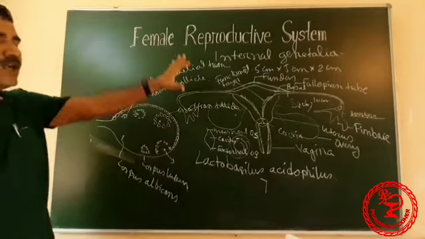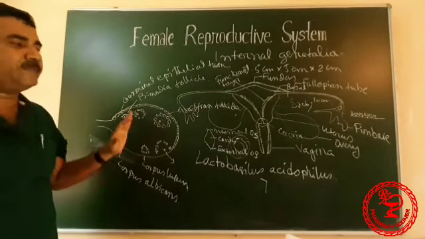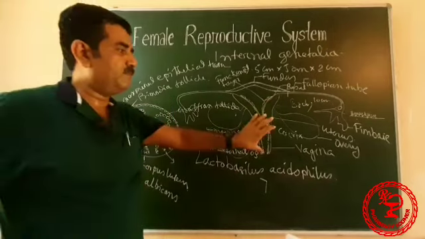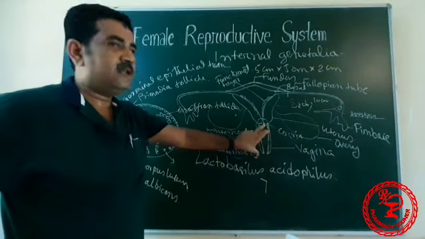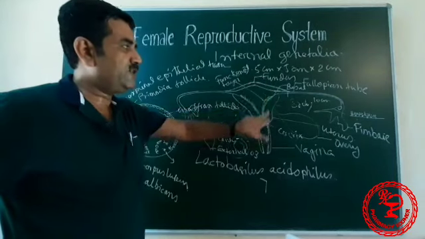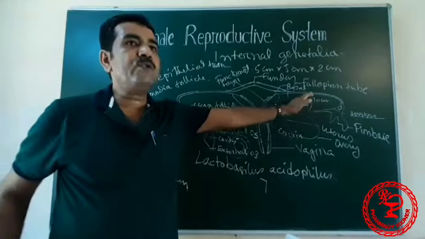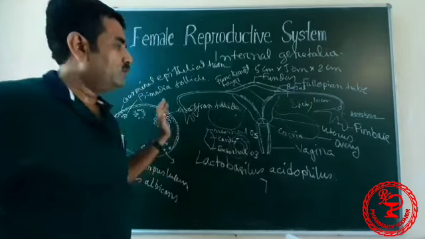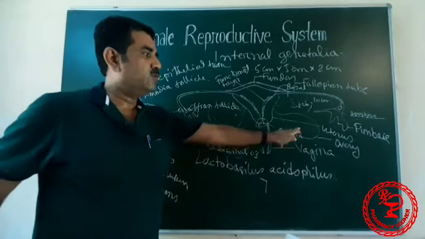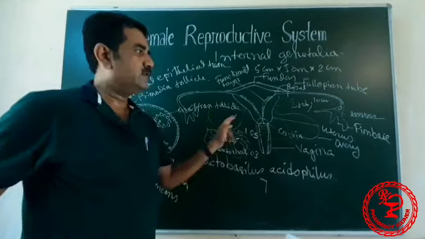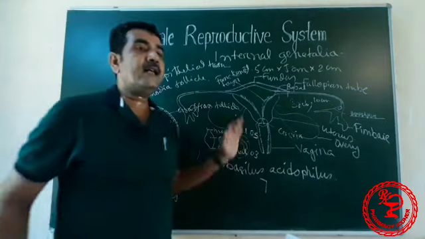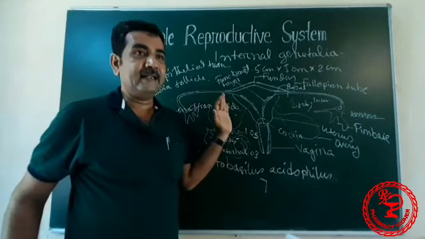So these are the different parts of the female reproductive system. Again, I am telling the names of the different parts: vagina, uterus, one each, fallopian tubes or uterine tubes, two, and ovaries, two, one on each side. So this is the internal genitalia.